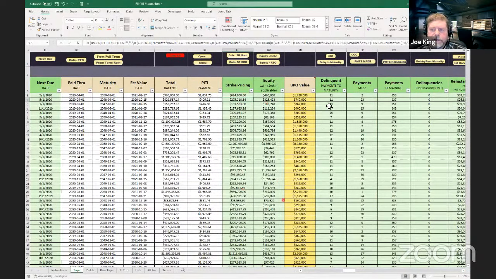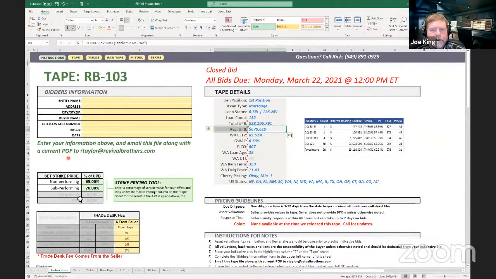Everything that you see in green is what we've calculated that the seller has not provided us. Right now you see a strike price in here, and that strike price is something that we've created based on a percentage of UPB that we enter. That percentage of UPB that we enter, typically we enter it here on this input sheet where we've created this tool for non-performing and sub-performing.